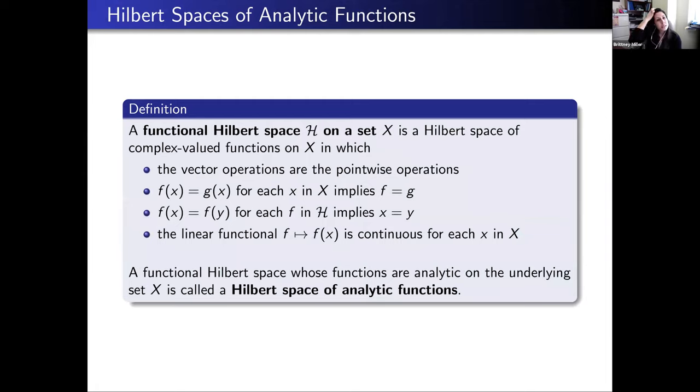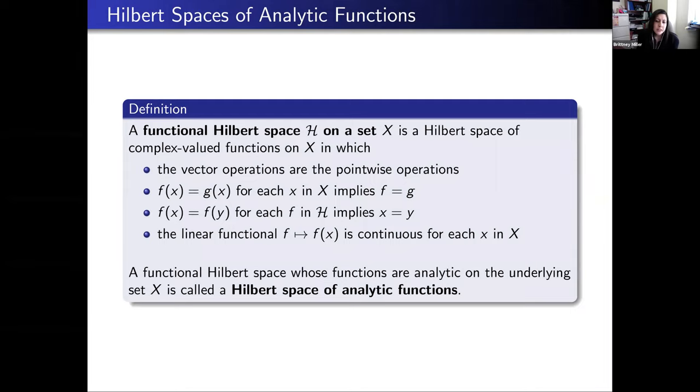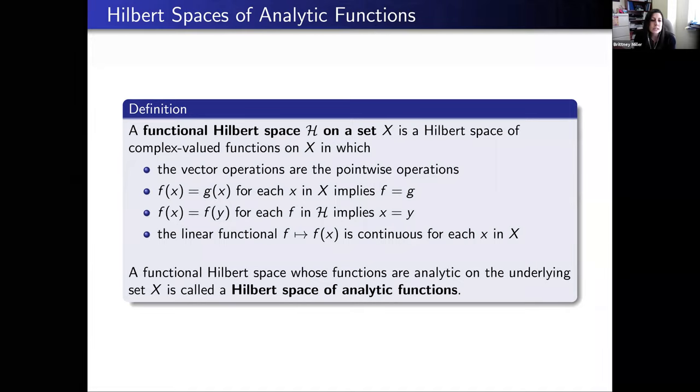So just a little bit of background on the types of spaces that we'll let our composition operators act on. A very general setup is to have a functional Hilbert space on some underlying set X, where it satisfies these four properties. So the vector operations are pointwise. If f of x equals g of x for every x, then f must equal g. If f of x equals f of y for every f in the Hilbert space, then x has to equal y. And the linear functional that takes f to the point evaluation of f at x is continuous.